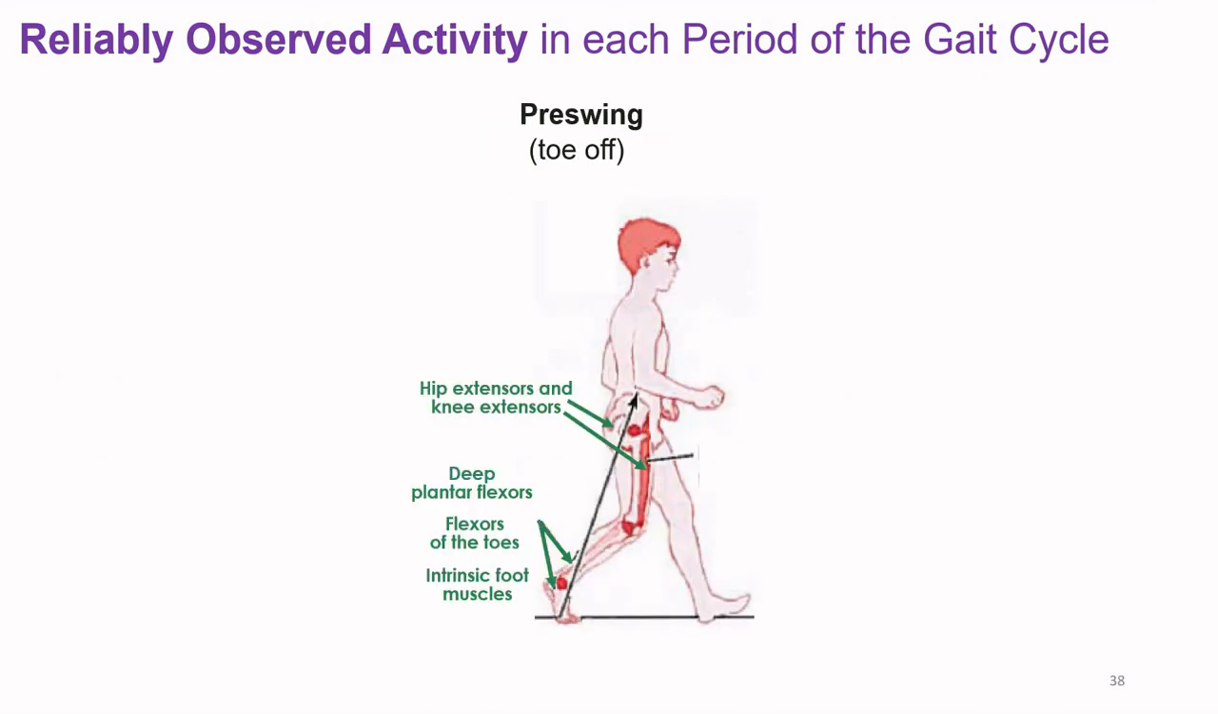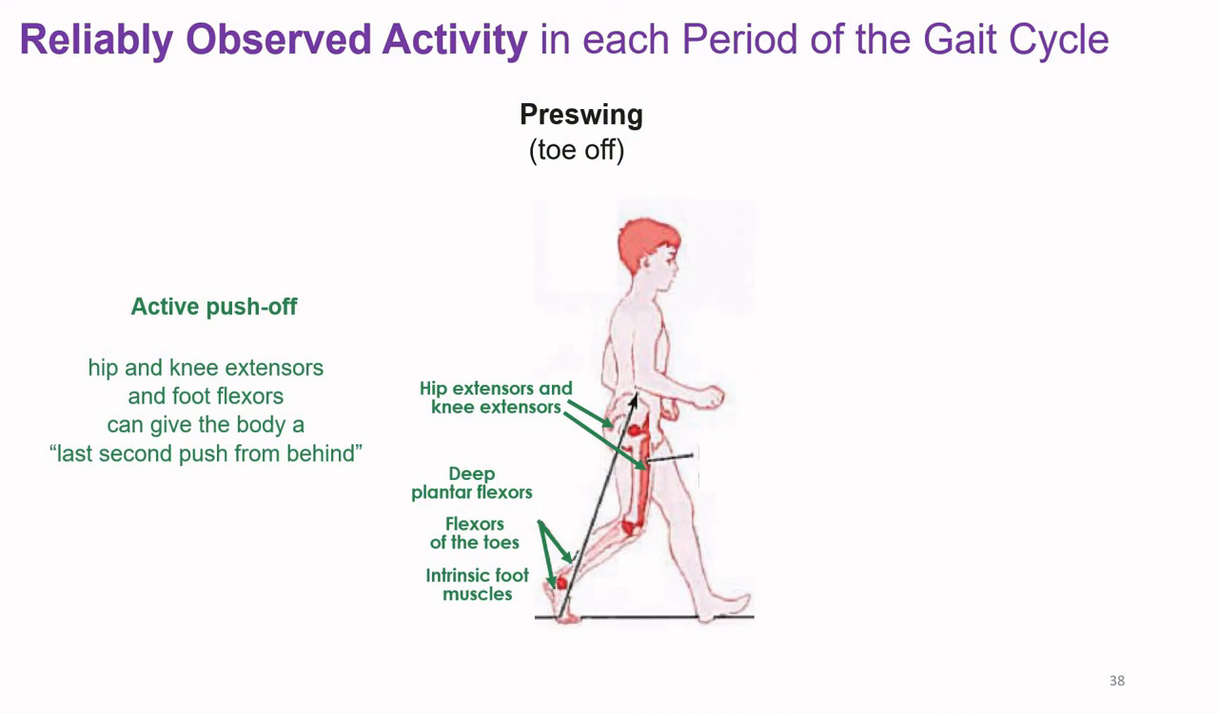In pre-swing, leading up to toe-off, we see the action of hip extensors, knee extensors, and foot flexors, giving the body a last-second push from behind. Forces exerted in this phase are important, both for controlling the speed of locomotion and for controlling the direction of progression.